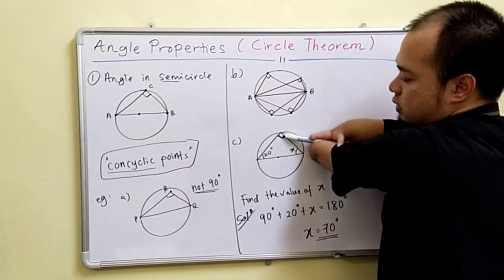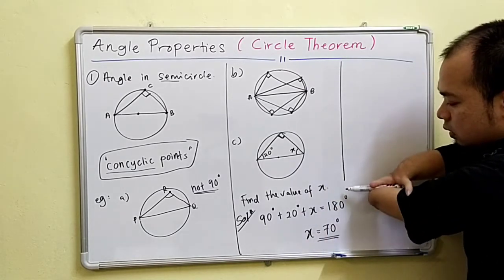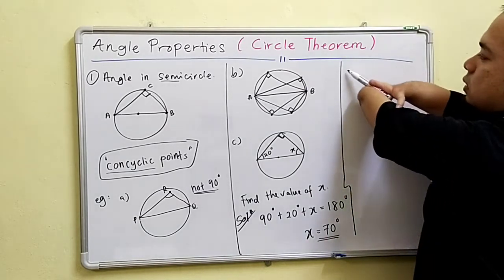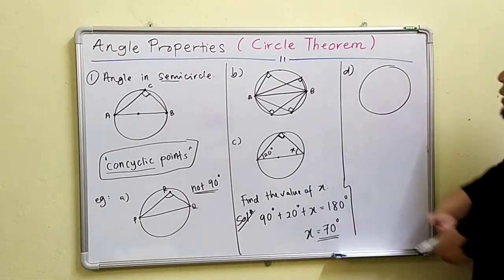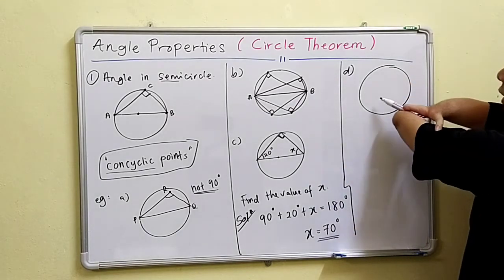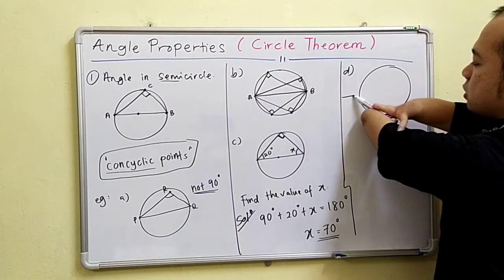So the angle over here is 90 degrees. Another example, they can also ask something like this. Let's say this is a circle. Let's say I want to extend the line outside here.